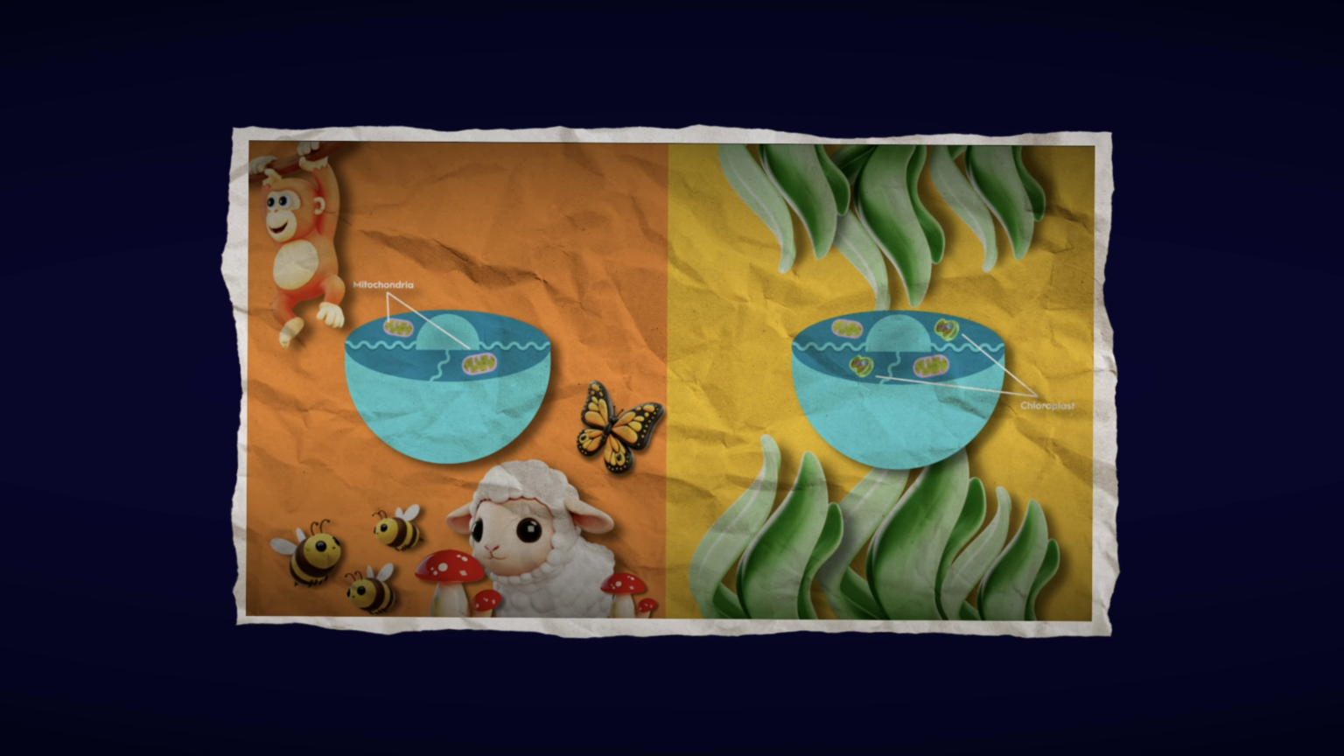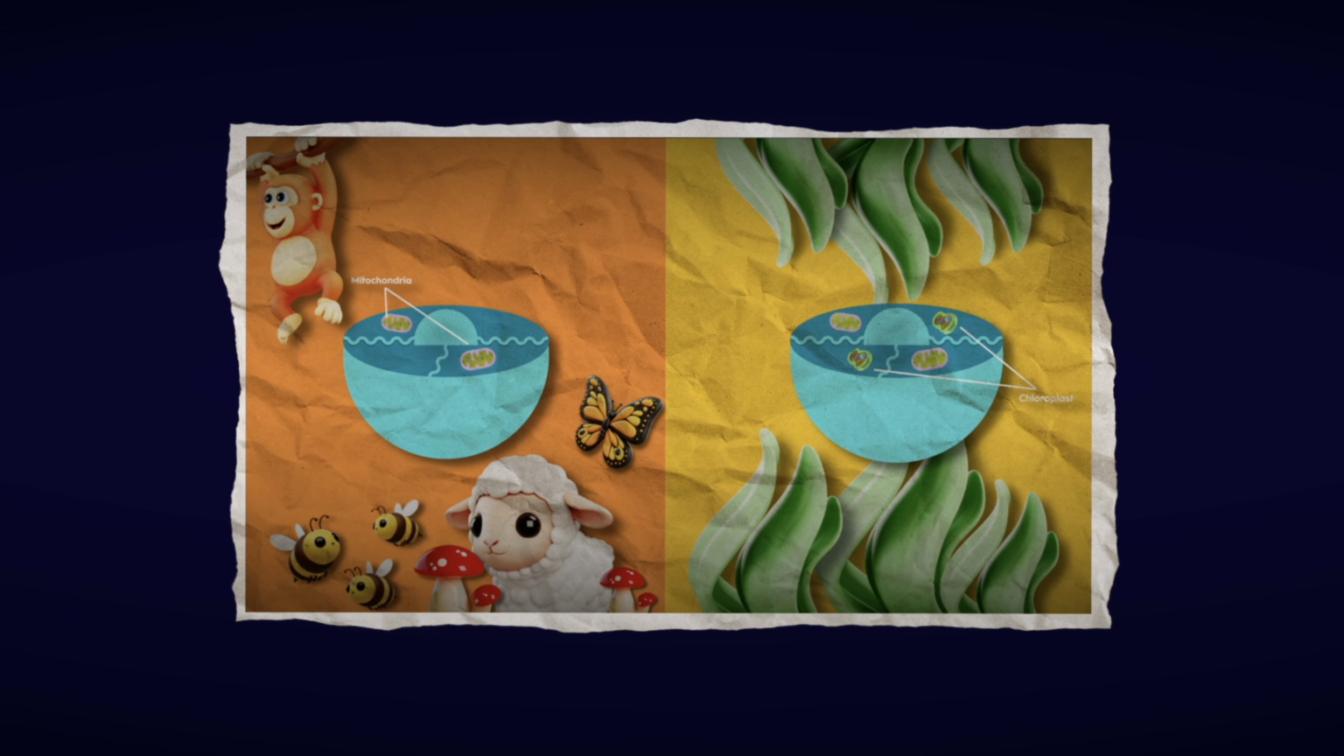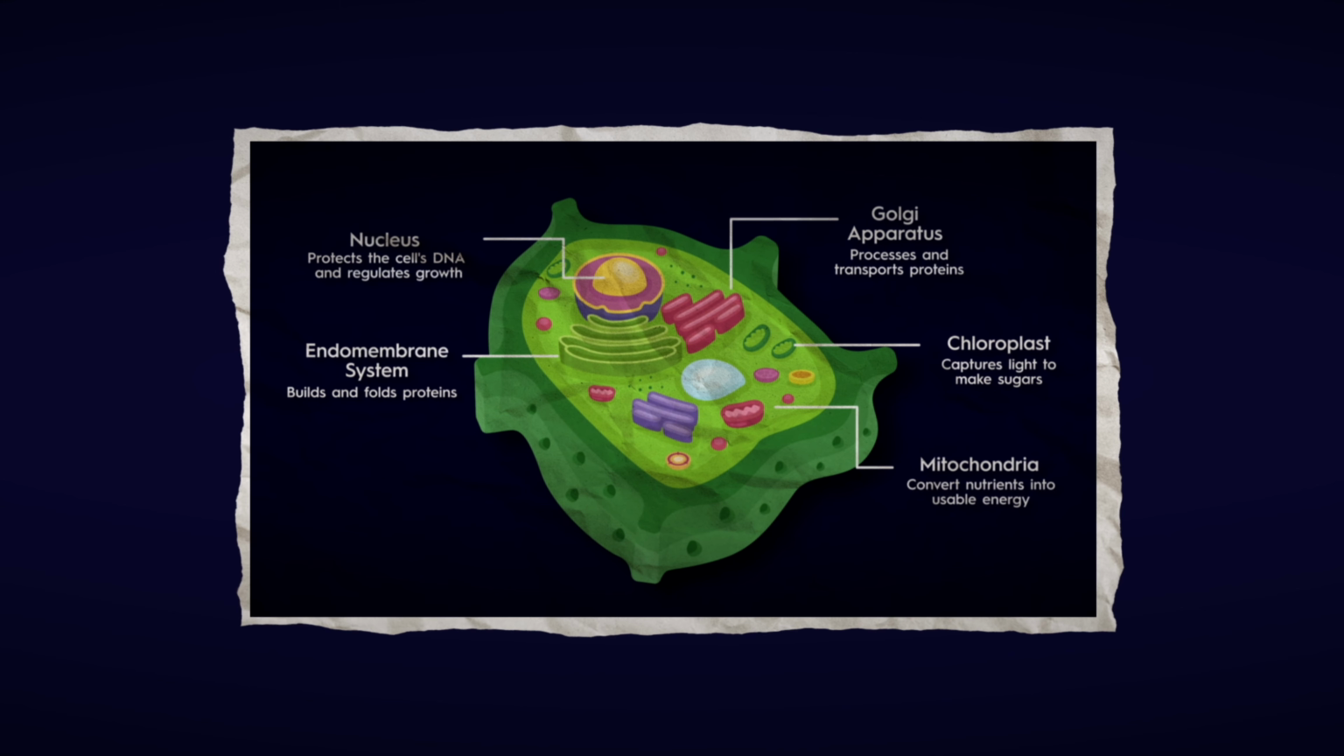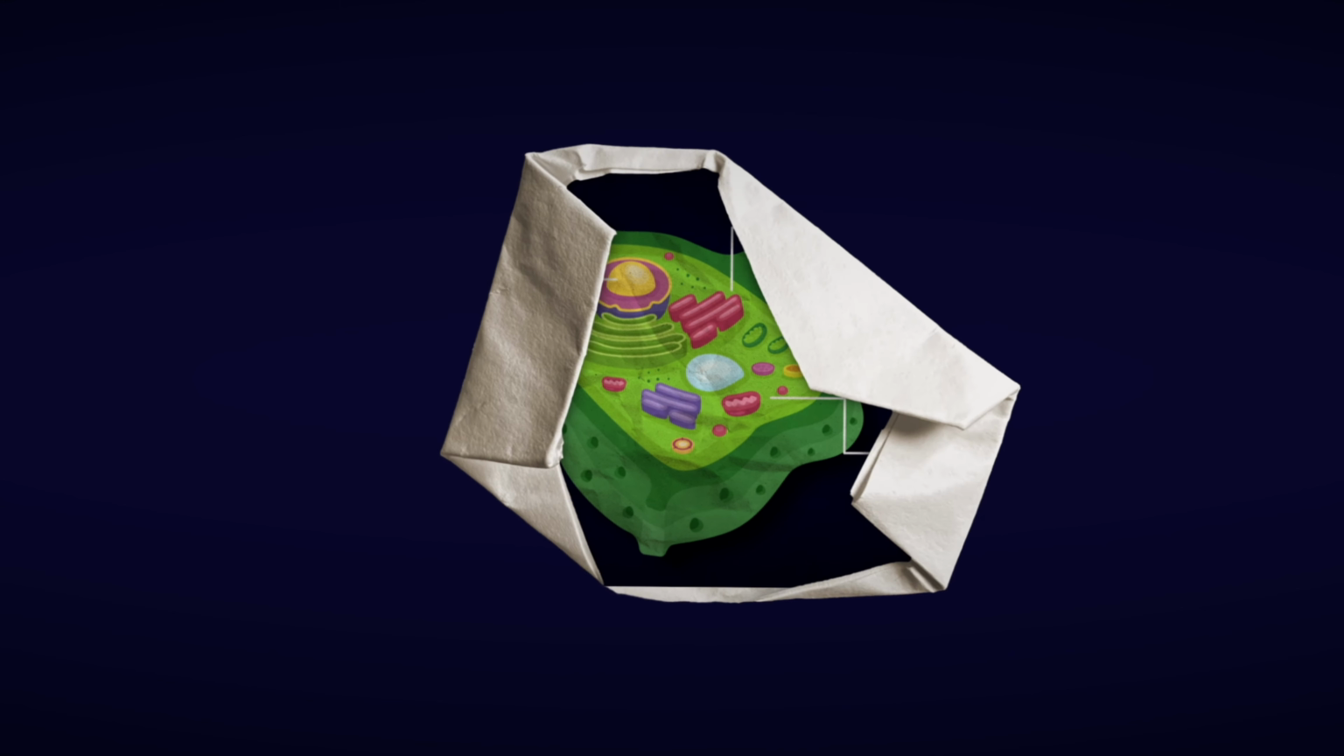To recap, eukaryotic cells evolved when simple prokaryotes formed partnerships through endosymbiosis. Their nuclei and organelles remain living proof that cooperation shaped the evolution of complex life.